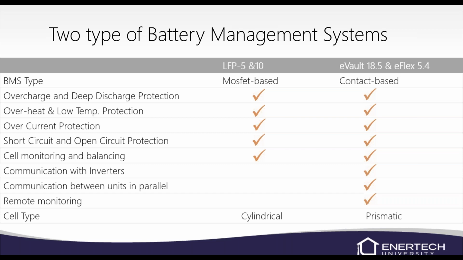And we've got a couple charts that'll discuss some of the degradation and charge rates and things like that. But there is overheat and low temperature protection on both, overcurrent protection, short circuit and open circuit protection, cell monitoring and balancing. And then on the eVault and the EFlex, you also get communication with the inverter, communication between the unit and the panel, or units in parallel, and remote monitoring. And then there are 2 different types of cell types. The LFP 5 and 10 is more of a cylindrical, and the eVault and the EFlex are prismatic.